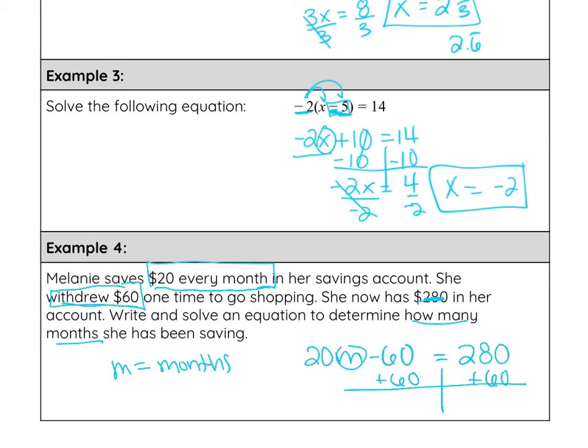Plus 60. 20m is equal to 340. Divide by 20. M is equal to 17 months.